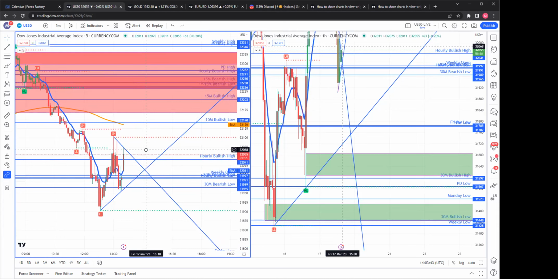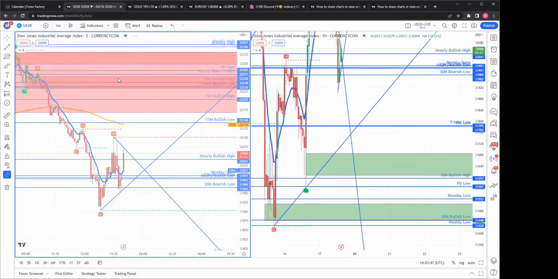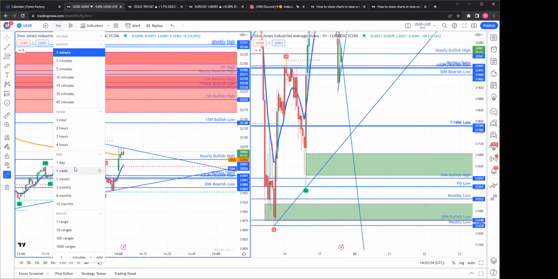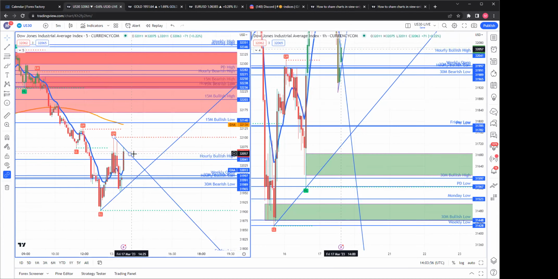So if price closes above this trend line, so you can see whatever time frame you draw a trend line, it should be holding on the other, because we drew this trend line on the 1 minute, and when we go to the 5 minute, it's still holding. So if price closes above this trend line and we get a nice retracement, and it looks like the retracement will be on this lower low, I might enter a buy there.